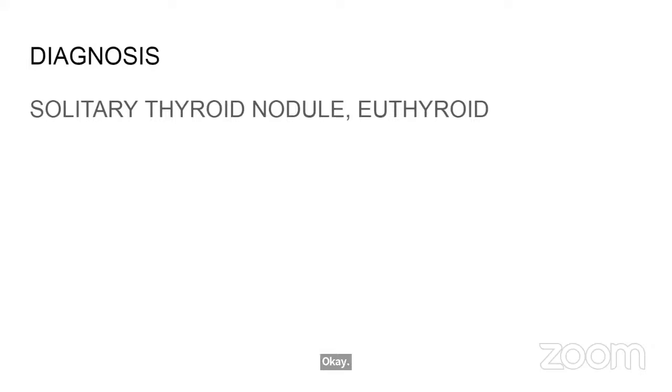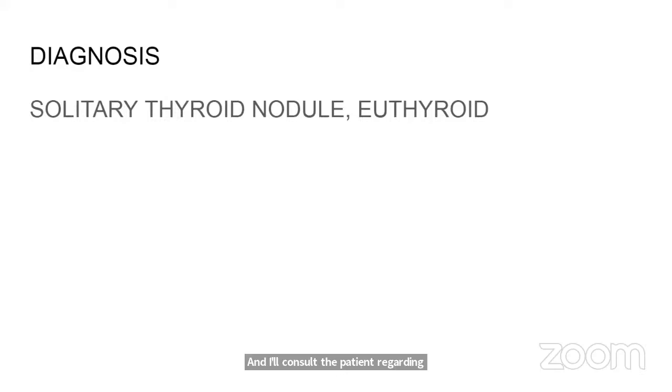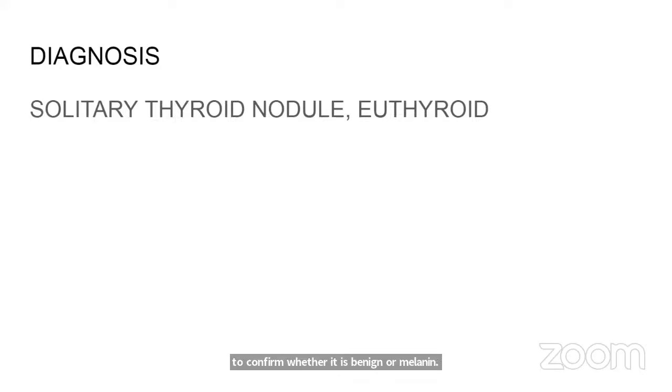So, Ginny, how would you like to manage this case? What is your diagnosis? Solitary thyroid nodule in euthyroid state. Sir, first of all, I would like to explain the nature of disease to the patient, and I'll counsel the patient regarding need of further investigations to confirm whether it is benign or malignant. First of all, I'll order for a thyroid function test. After confirming the thyroid status of the patient, I'll go for an ultrasound neck with a guided FNA from the suspicious nodule.